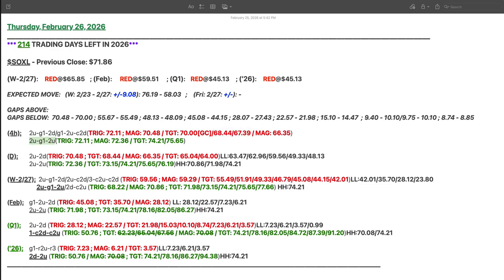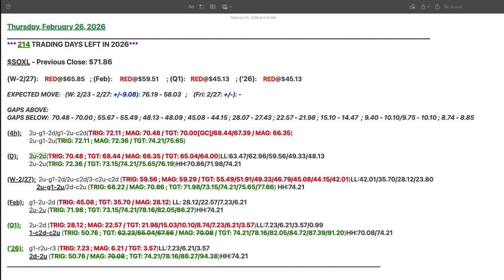To the upside, if we go 2 up in the first 4-hour candle of Thursday's price action, that does trigger a 2-1-2 up at 72.11. 72.36 is the magnitude. So again, we talked about not a lot of magnitude to the upside. If we do push past that, though, remember 74.21 is all-time high, so that would be our first target. Then we've got 75.65 as another blue sky territory target for you out there.